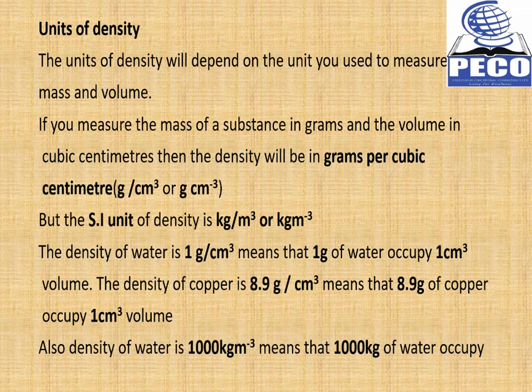But it can be in standard unit. For example, for water, in standard unit it is 1000 kilogram per cubic meter. So this means that 1000 kilograms of water occupy 1 meter cubed, or 1 cubic meter of volume. That is what the unit of density actually means. So I hope you don't just cram this unit, but understand that it means that amount of mass occupies 1 cubic centimeter of volume, or 1 cubic meter of volume.